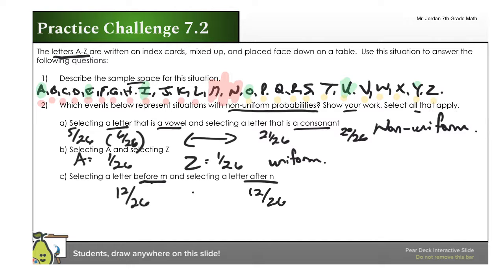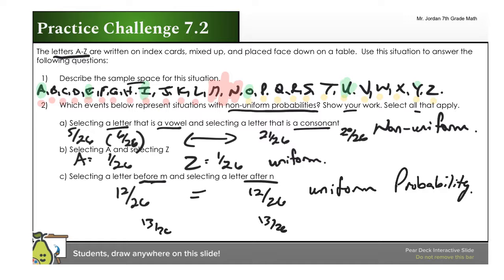So this is actually equal, or it's a uniform probability. You have an equal chance of choosing a letter before M as choosing a letter after N. Even if you ended up including M and N in it, then you'd get 13 out of 26 and 13 out of 26, which is not correct, but even if you did it that way, we would still get uniform probability. So the only one of these that is non-uniform is A.